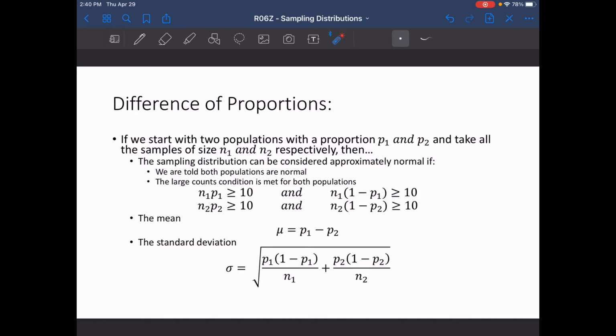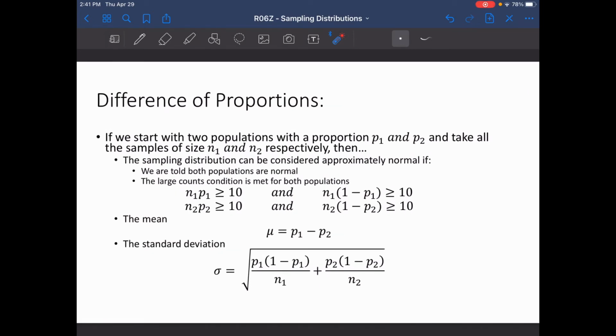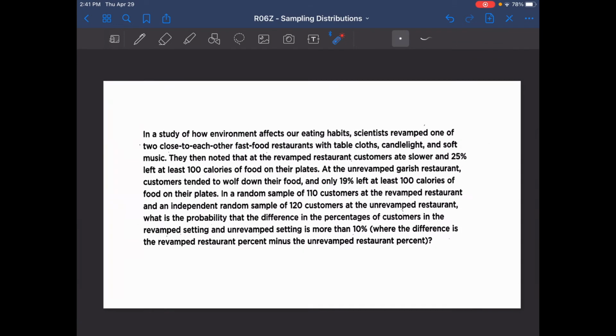So how we do this is we take the proportion of success for sample 1 times the proportion of failure for sample 1 divided by the total number in sample 1, plus the proportion of success for sample 2 times the proportion of failure for sample 2 divided by the total number in sample 2, take the square root of all that, and that gives us our standard deviation for the difference of proportions.